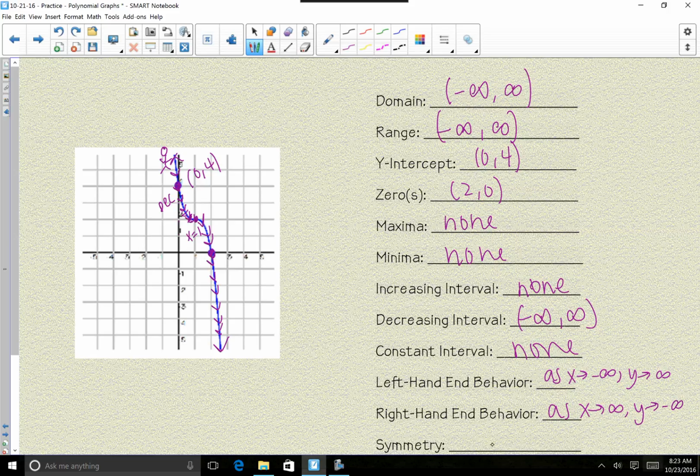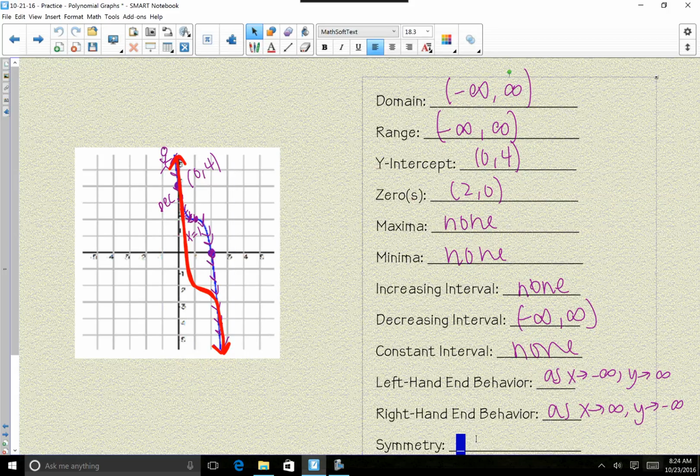And symmetry. So the only thing that I could maybe see here would be rotational. So I'm going to do this so you can see it. Let's see what happens here. I put this graph here. Okay, I'm going to select it and I'm going to rotate it. So let's see. If I were to rotate this 180 degrees, this is where I go, right? So is there any symmetry? No. So we have none. So that's it.